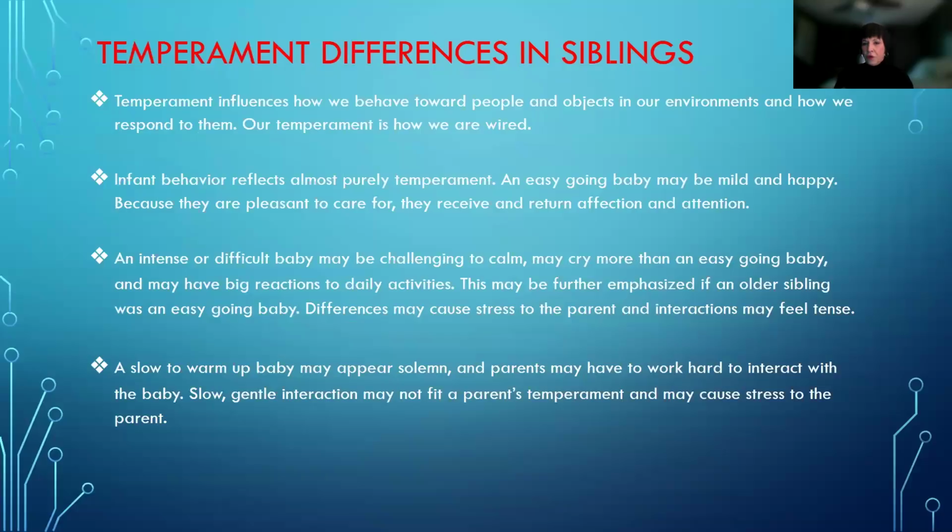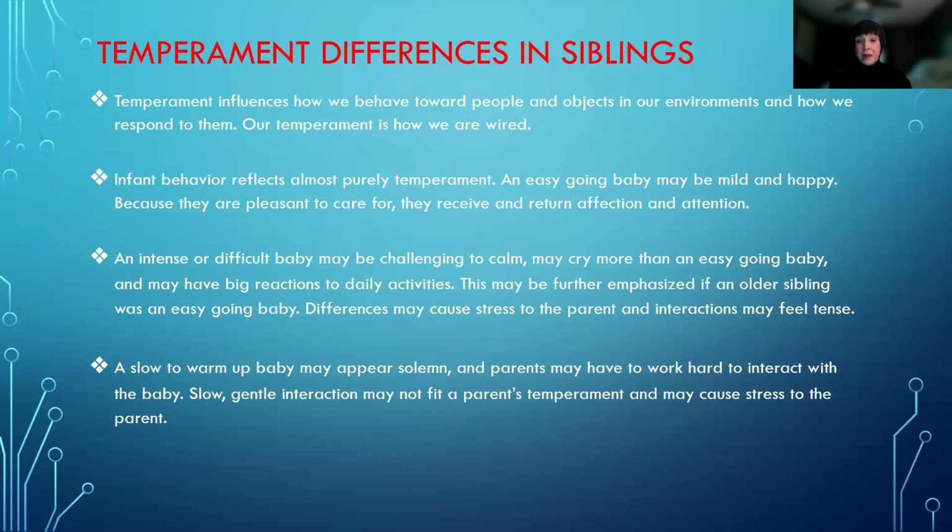Temperament influences how we behave toward people and objects and how we respond to them. And again, temperament is how we're wired. It's how we come out. It's how our biology and our genetics mesh and give us that temperament. Infant behavior, we talked about this briefly. It's really purely temperament. When you have a newborn, the first few weeks at home, an easygoing baby can be mild and happy. They're pleasant to care for, so it's easy to care for that baby and give them attention and give them affection, and they give it right back because they're an easy, mild baby. They're easy to have around.